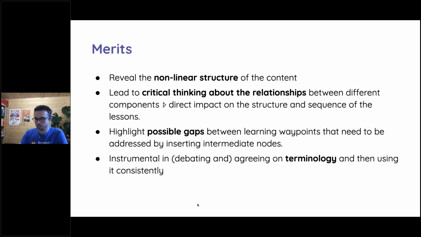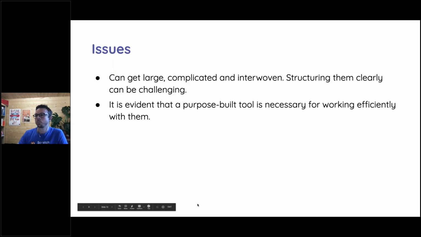There are also some issues that we came across. It's not a solution for everything. If you plan a 6-lesson unit, the whole process of organizing and visualizing that structure is sometimes very difficult. It tends to get very complicated.